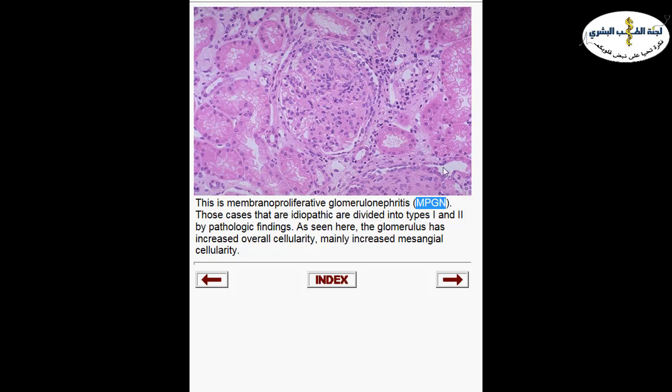So MPGN type 1 is called membranoproliferative glomerulonephritis. So the pathologies are seen within the membranes and proliferation. So there is abnormal membranes and abnormal proliferation of cells. If you look here at this glomerulus, you can see the proliferation. The hypercellularity: we have mesangial hypercellularity, endothelial cell hypercellularity, because most of the capillary loops are occluded, and we have epithelial cell podocyte hypercellularity. So that's why it's called proliferative glomerulonephritis.